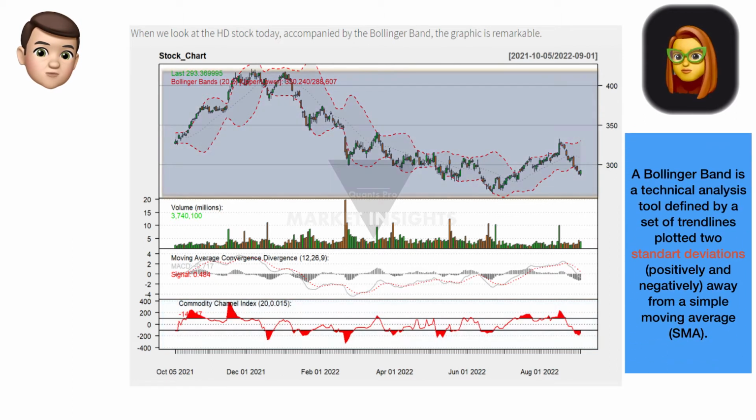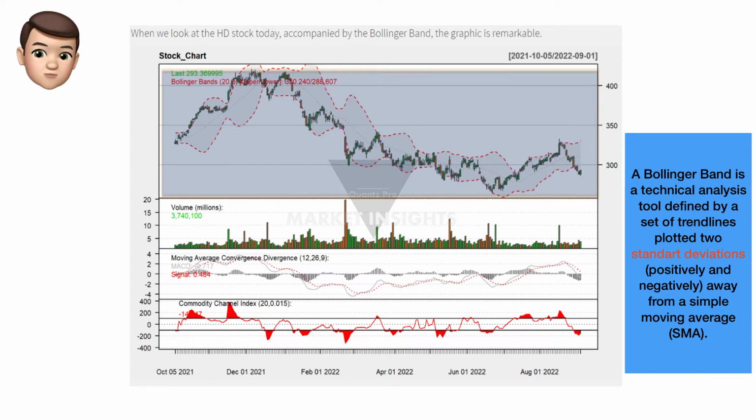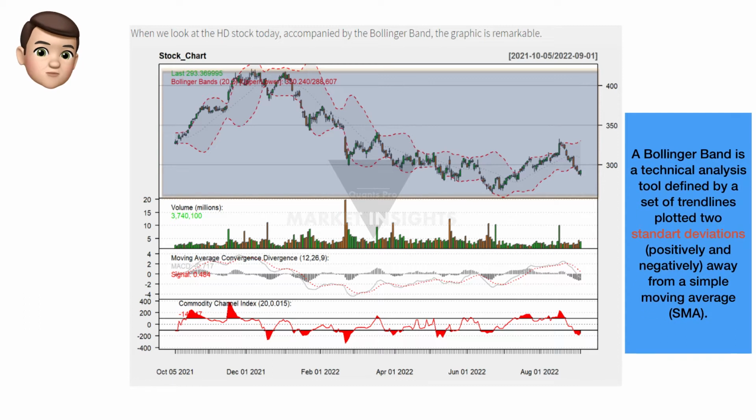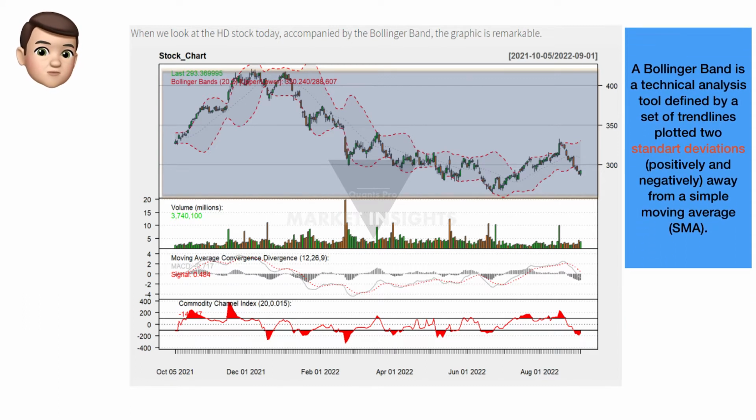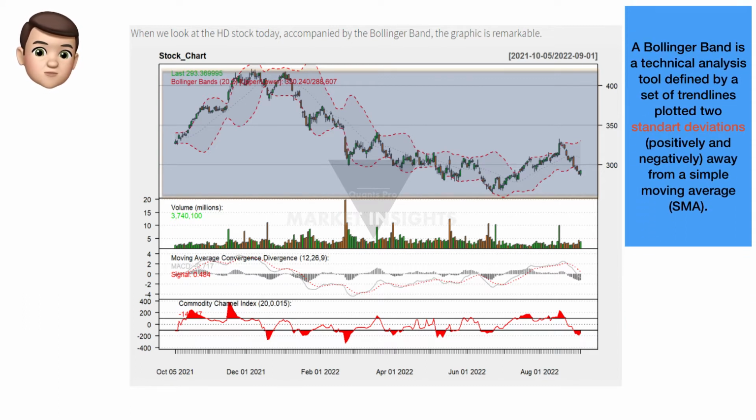When the Bollinger Band accompanying the share price is analyzed, it is seen that the price is outside the band. This indicates that the share price is moving away from its dynamic average. This is a signal to buy.